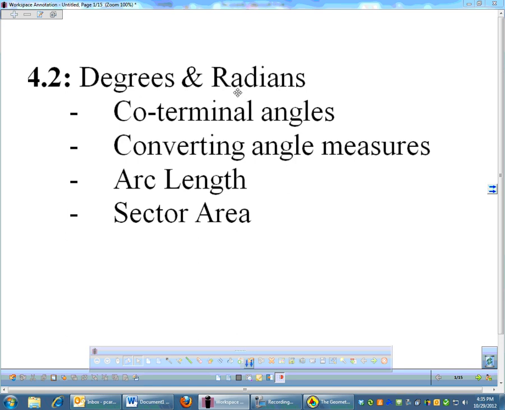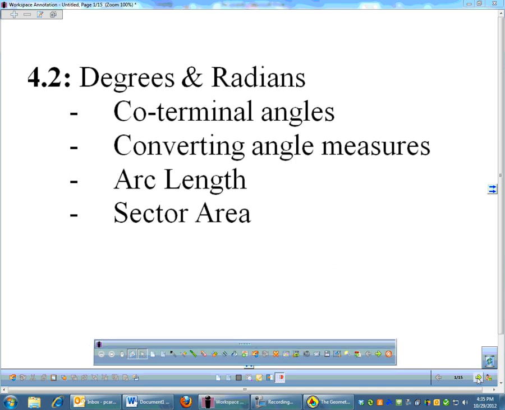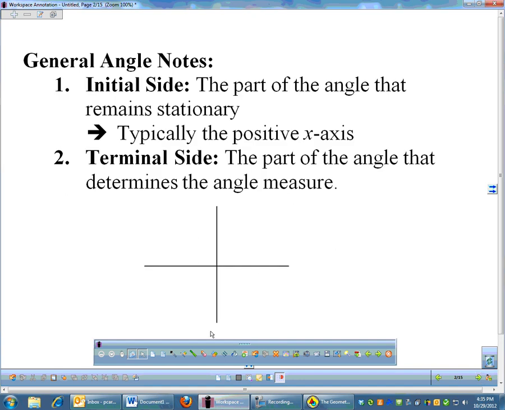There are ways to convert. So we're going to work on converting the angle measures from one to the other. And we're going to talk about coterminal angles and arc length and sector area, and just a few other things with angles. So there's actually kind of a lot of little bitty things packed into this.